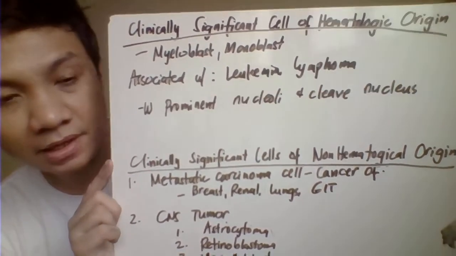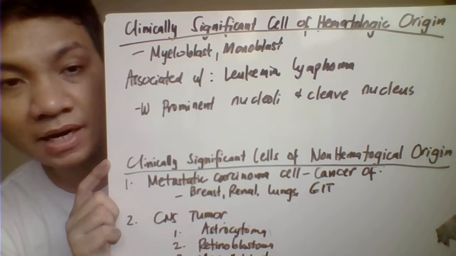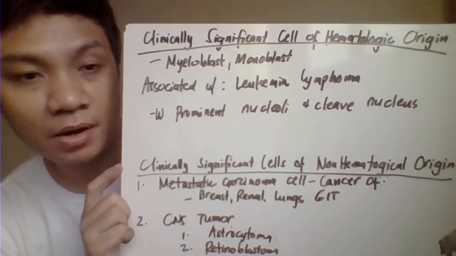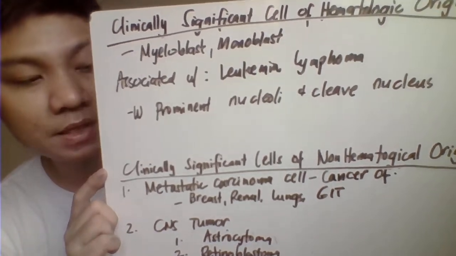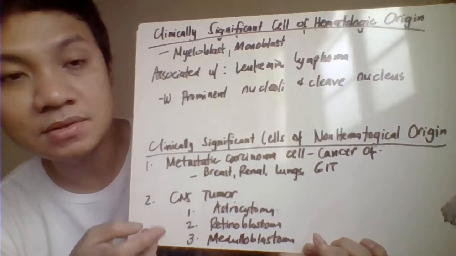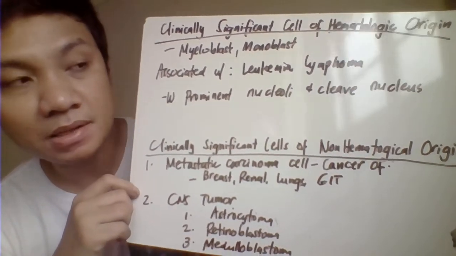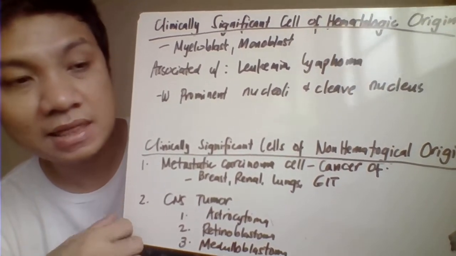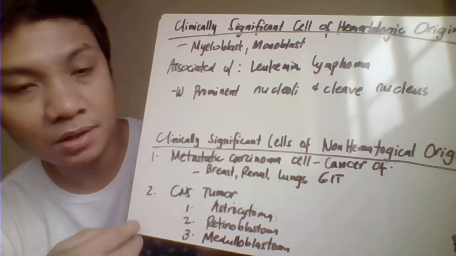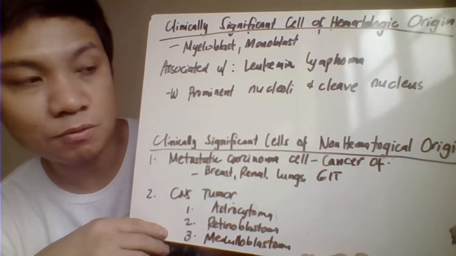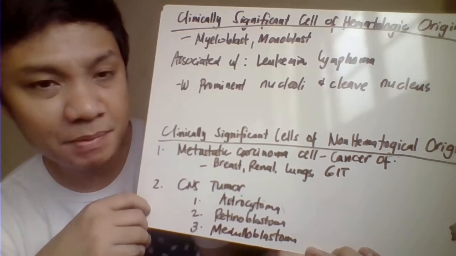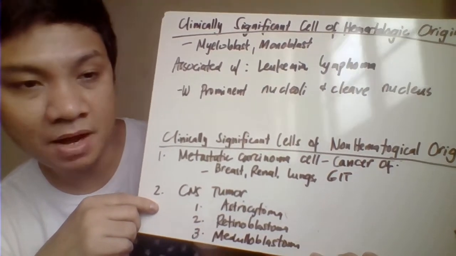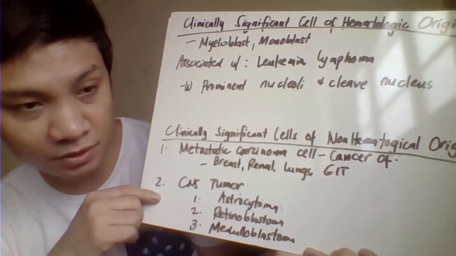Another one, we have clinically significant cells which are of non-hematologic origin. They do not originate from the bone marrow, but rather are produced because of, number one, cancer cells. These are metastatic carcinoma related to cancer of the breast, lungs, kidney, and also the gastrointestinal tract. Another one is related to CNS tumors, and the cell may be in the form of astrocytoma, retinoblastoma, and also medulloblastoma.